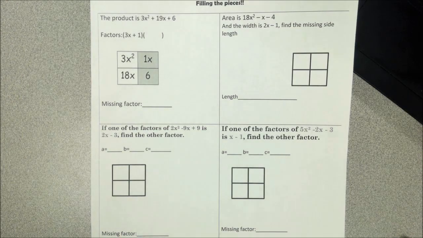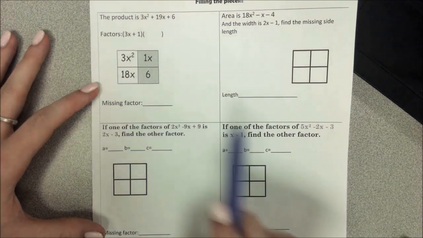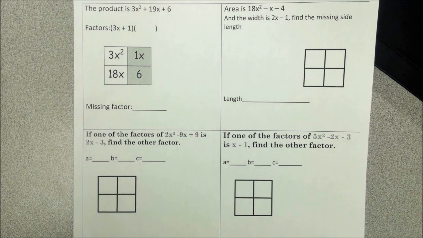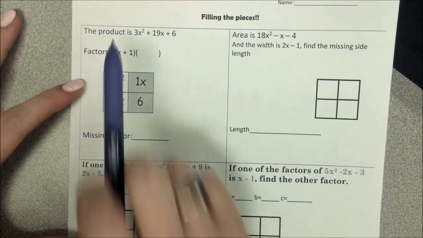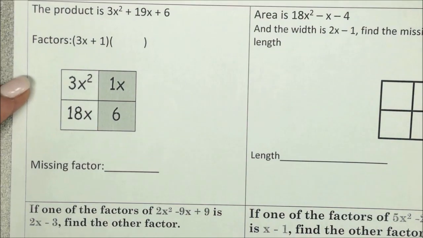Hello, algebra. So today we're just going to be filling in the pieces. All of the examples are going to be showing us a product or a factor, and then we're going to be finding the other one. So for this first example, it tells us that the product is 3x squared plus 19x plus 6.